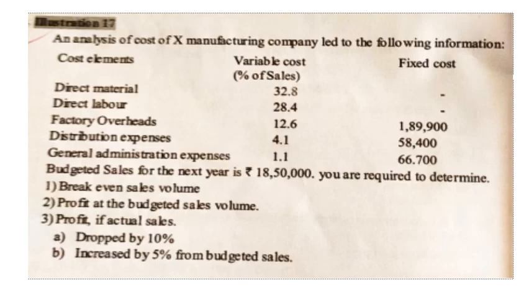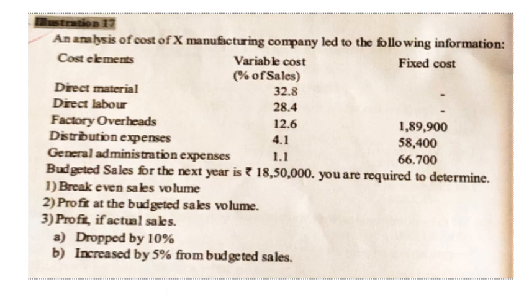So the next problem we are going to discuss is illustration 17. In illustration 17, an analysis of the cost of X manufacturing company led to the following information. Cost elements: variable cost, fixed cost. Variable cost is a percentage of sales. Direct materials, direct labor, factory overheads, distribution expenses, and general expenses are based on the percentage of the total sales. So we need to know the total sales. We have been given the budgeted sales for the next year, 18,50,000. You are required to determine the break-even sales volume, profit at budgeted sales volume, and profit if actual sales dropped by 10% or increased by 5% from the budgeted sales.